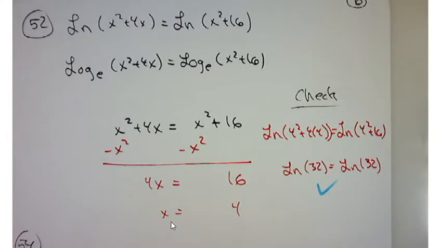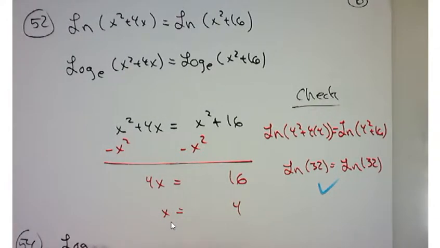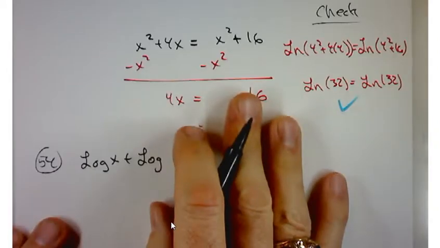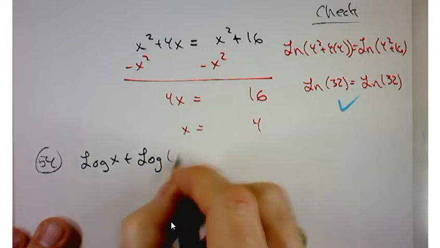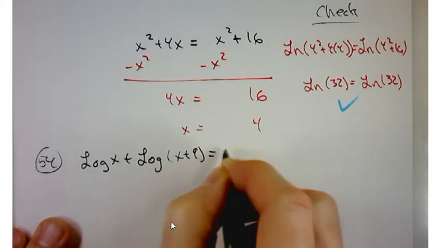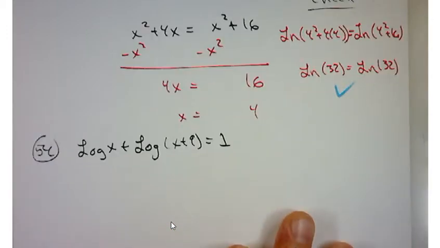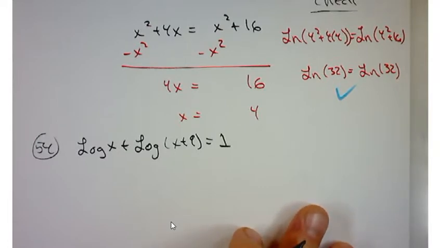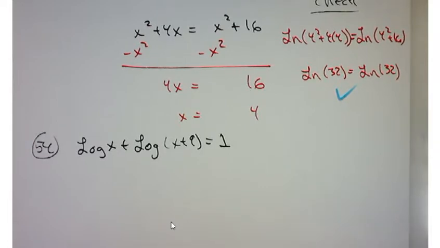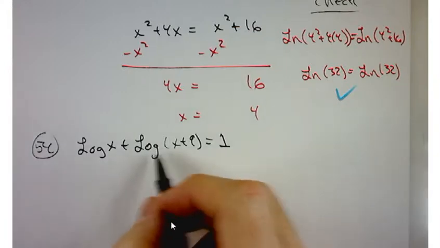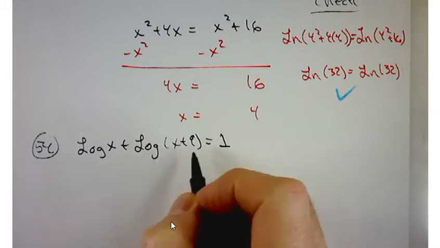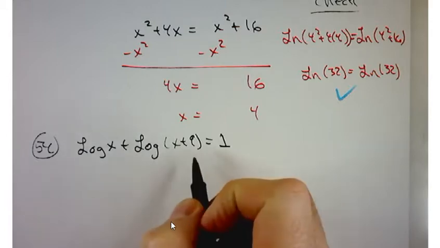What if I gave you a problem like number 54? Log of x plus log of x plus 9 equals 1. Uh-oh. It's a good question. We can't distribute. There's no property of logs that allows us to distribute here.